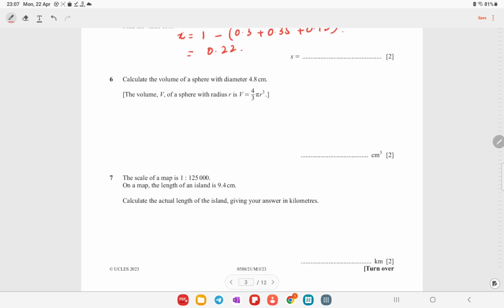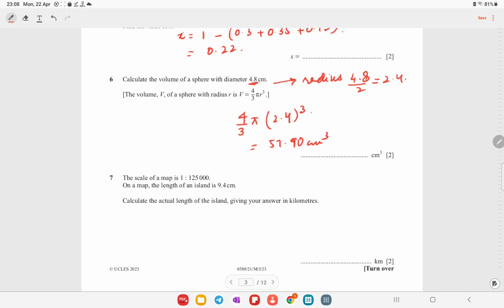Okay, now moving to the next question. Calculate the volume of the sphere with diameter 4.8. The volume of the sphere with radius r is V equals 4 upon 3 pi r cubed. The diameter is 4.8 and we need the radius, so we have to divide this by 2. 4.8 divided by 2 is 2.4. When you put the values over here, it is 2.4 cubed, and now you'll get your answer of 57.90 centimeters cubed. So this is how you have to do this question.